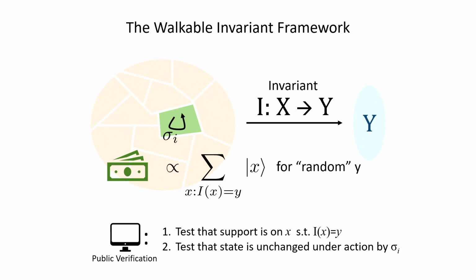This framework also gives a way to verify the banknote. And that's by doing the following. The first thing that we do is we test that the support of the banknote is contained within the subset of the proper invariant. And then second, we test that it is unchanged by acting with a random permutation. And this uses a version of the swap test. Note that the second test is what prevents the measure and copy attack that we mentioned earlier.